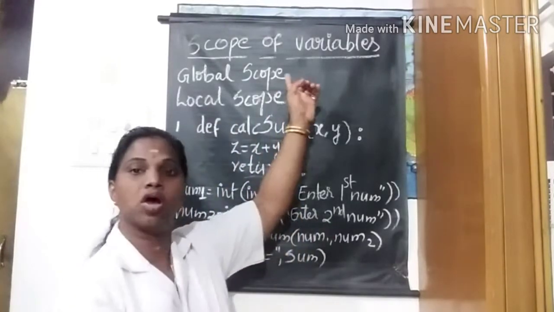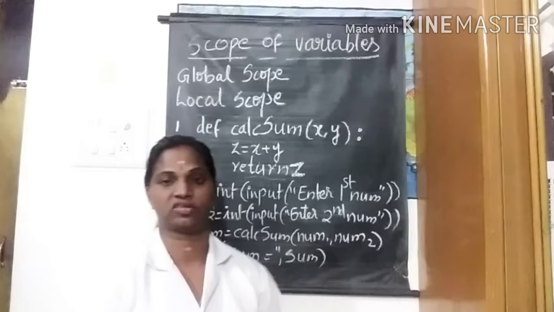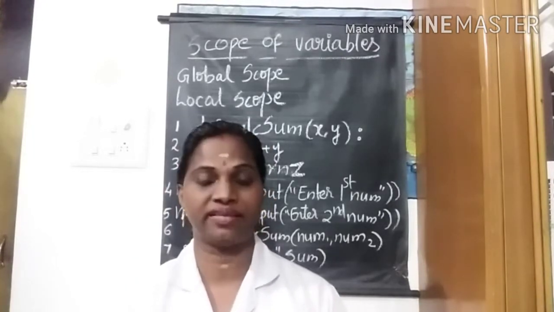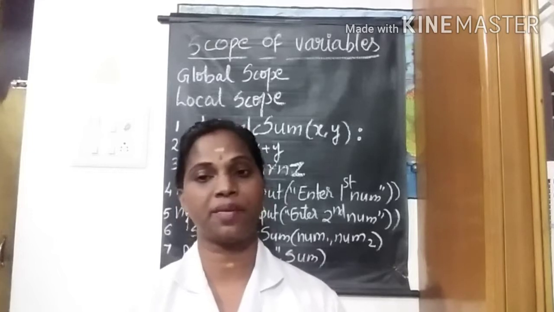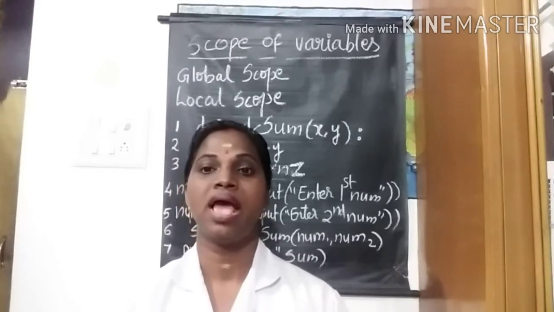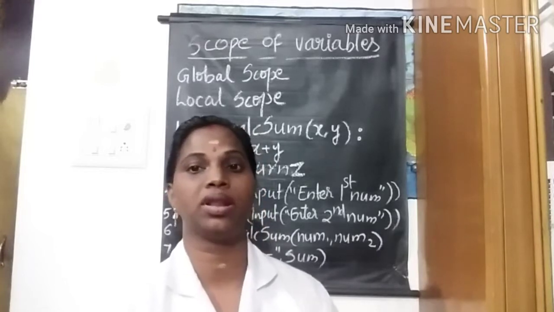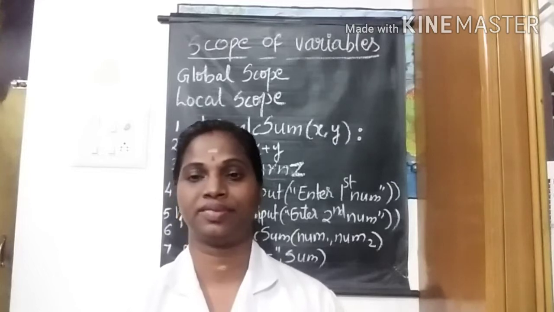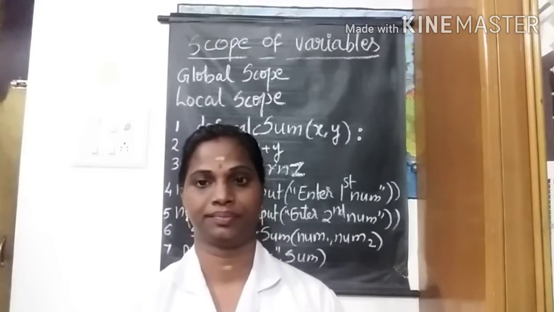See here, global scope and local scope. Global scope means that the variable will be accessible in the entire program. Local scope means that the variable will be accessible within a particular code, or within a function, or within a block. That one is called the local scope.